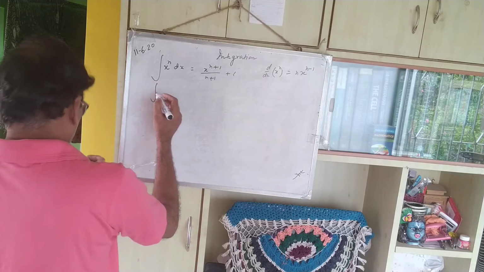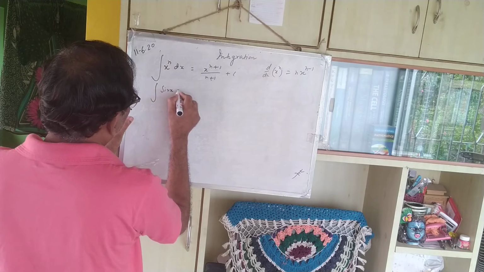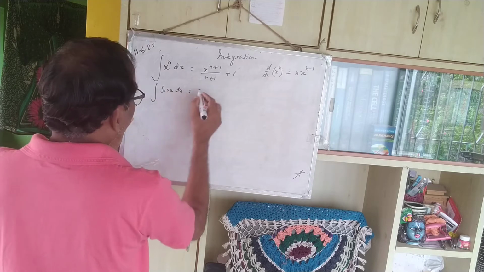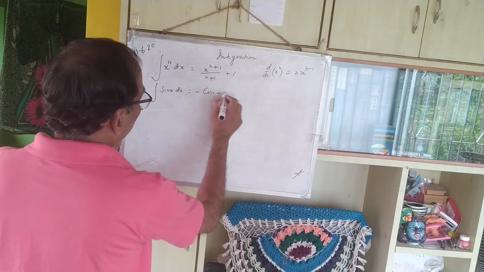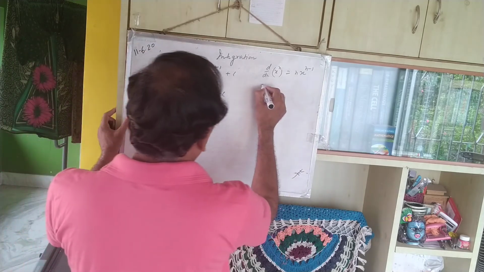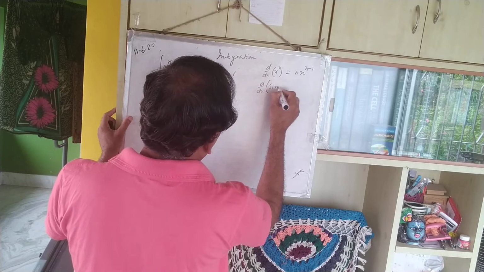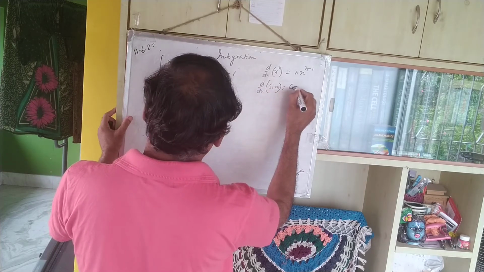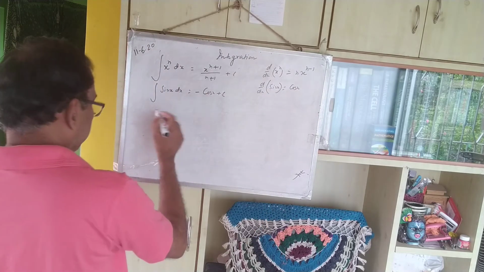Integration of sin x is minus cos x plus c, where c is an arbitrary constant. d/dx of minus cos x is sin x, positive. So the derivative of cos x is minus sin x.